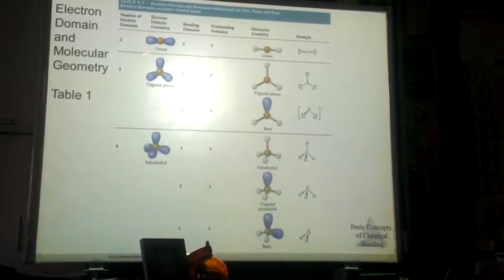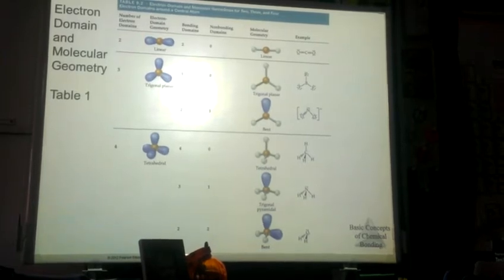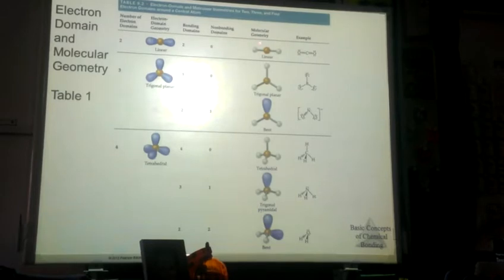So if I look at linear, there are no other little subcategories of linear. So ultimately, to be linear, it's 2 bonding domains and 0 non-bonding, and so its molecular geometry is just linear. But if I look at trigonal planar, the one that has 3 electron domains: if it has 3 bonding and 0 non-bonding, it's still just trigonal planar. But if I have 2 bonding domains, so 2 bonds and 1 lone pair, then it's no longer trigonal planar. Its molecular geometry is called bent.